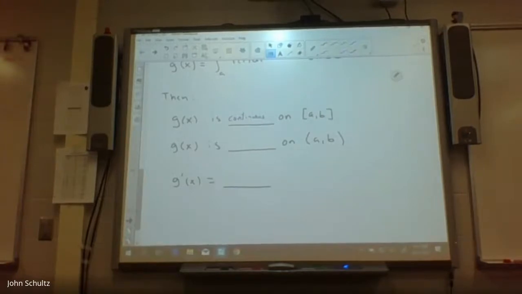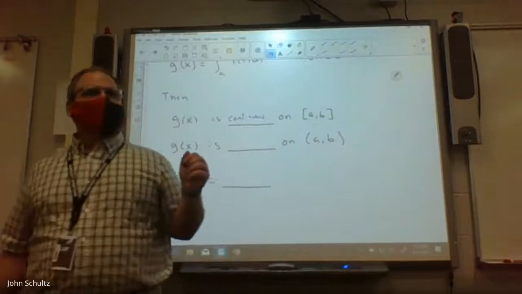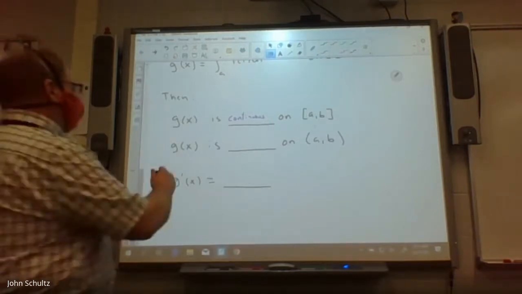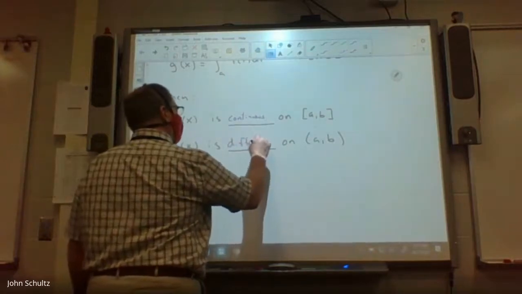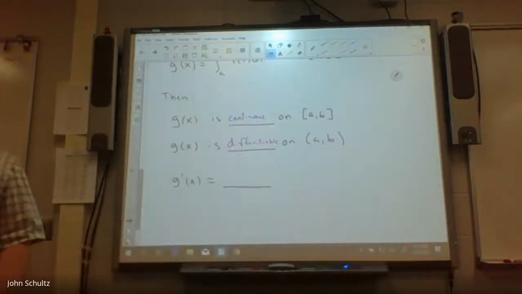Differentiable. But when we talk about differentiability, we don't differentiate at endpoints, do we? Because we don't know what's happening. Remember, we can't have a corner, right? So if we have an endpoint, we can't know what's going on after it. So G is also going to be differentiable on the open interval, right?